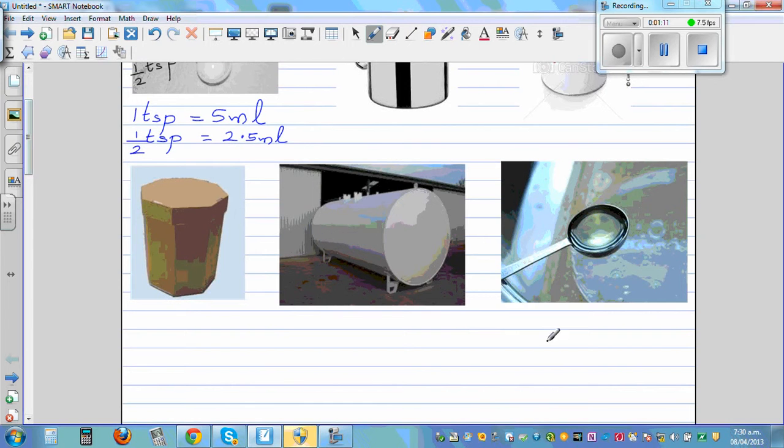So this is 1 tablespoon. I don't know the short form of tablespoon, maybe it is TS. 1 tablespoon is about 15 milliliters.